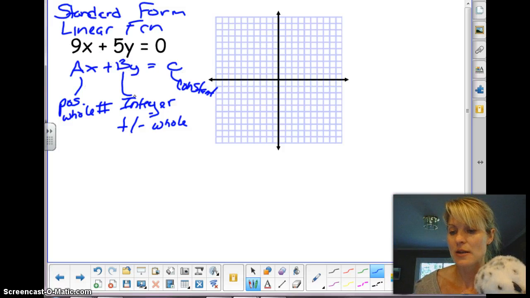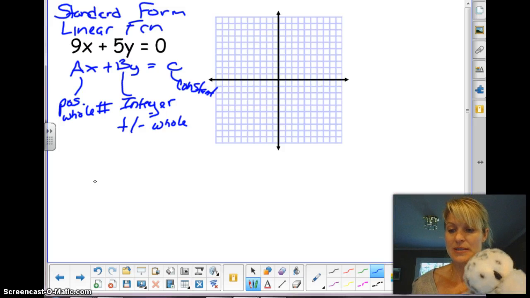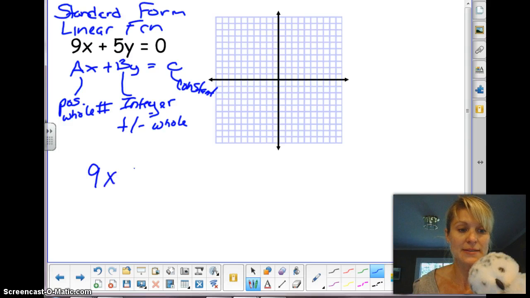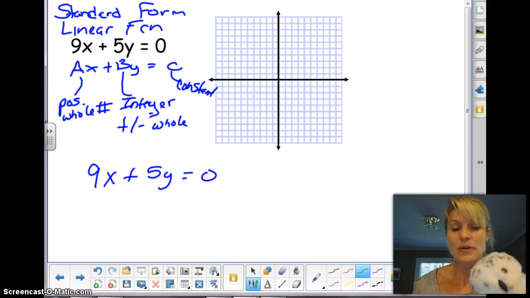So once I know that, I know it's linear. So we have to be able to figure out the intercepts based on the standard form. So I'm going to rewrite this. I have 9x plus 5y equals 0. And let's say I want to find the x-intercept. So if I want to find the place where the x is on the x-axis, I need to replace y with 0, okay? Because if it's on the axis, y must be 0.